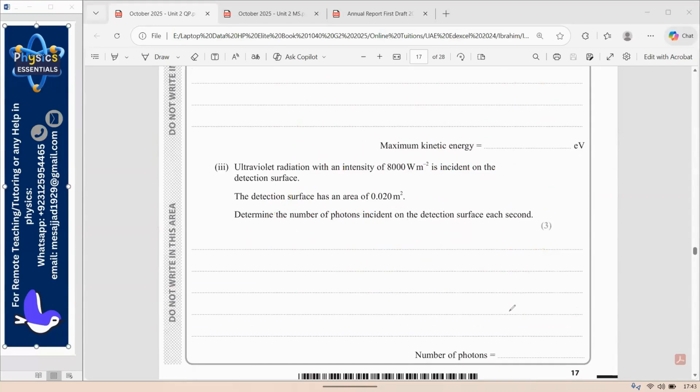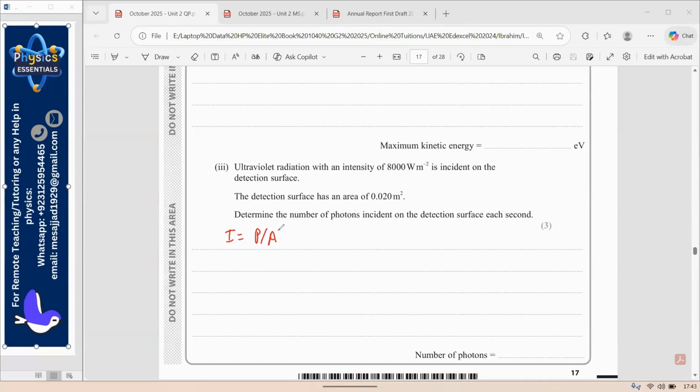Ultraviolet radiation with intensity of 8,000 watt per meter square is incident on the detection surface. The detection surface has an area of 0.02 meter square. Determine the number of photons incident on the detection surface each second. Okay. It is a little bit conceptual but not that much.